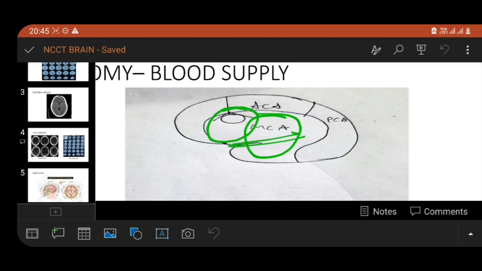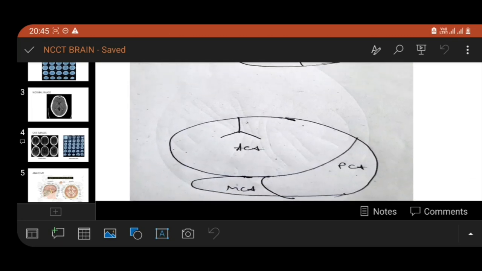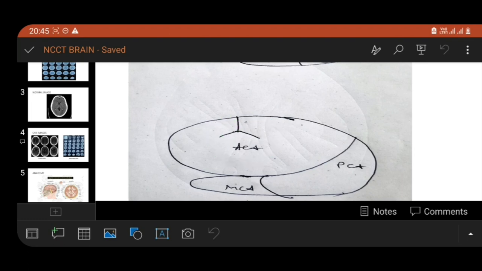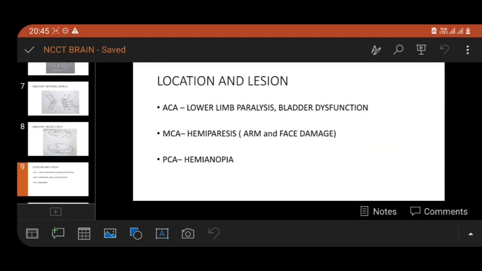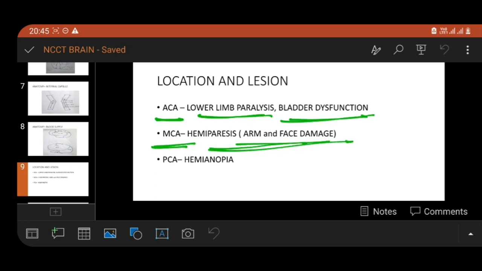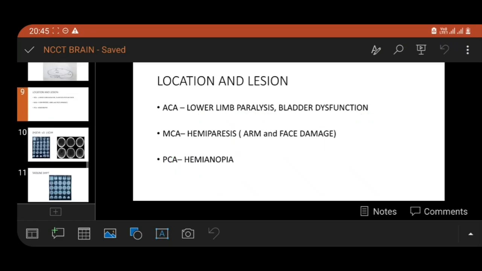Okay, so in the next diagram, see, I have represented the lower limbs, and there is bladder also in the lower area. This is supplied by anterior cerebral artery. So if there is anterior cerebral artery damage, there will be damage of the lower limbs and bladder. So the synopsis is written here. If anterior cerebral artery damage, there is lower limb paralysis and bladder dysfunction. If MCA damage, there will be hemiparesis, arm and face damage. If posterior cerebral artery, hemianopia. Why hemianopia? Our visual center is located in the posterior lobe.